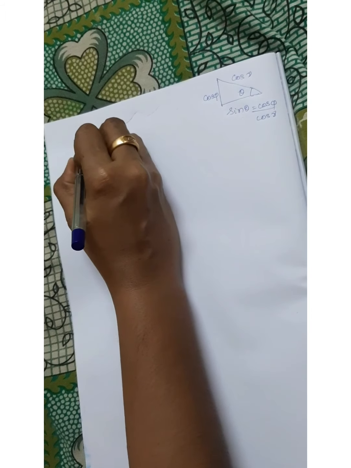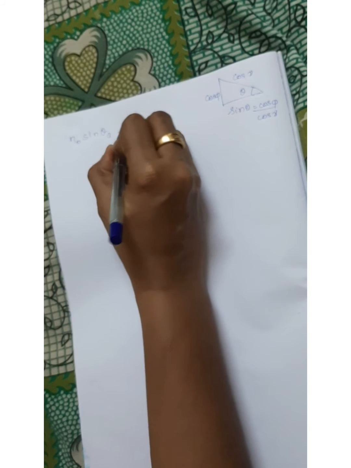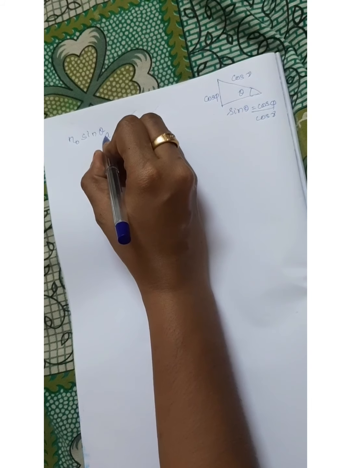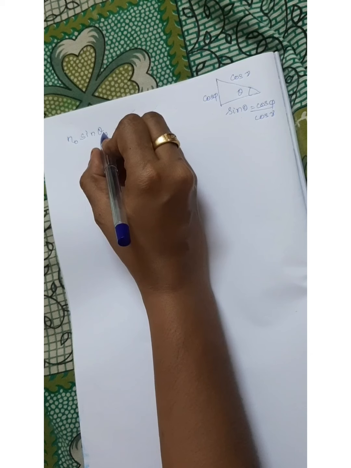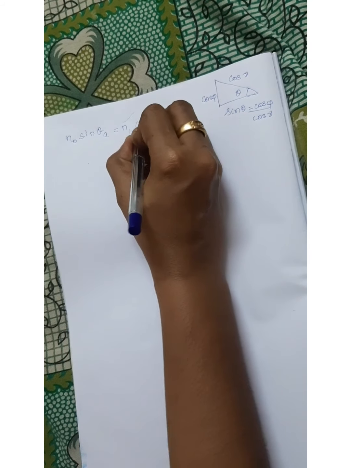Previously we wrote the equation as N0 sin theta A is equal to, where theta A is the acceptance angle, that is, we have taken phi naught as theta A. This is equal to N1 cos.